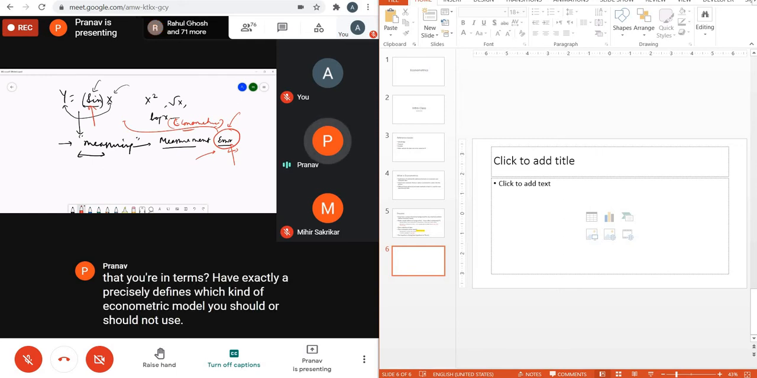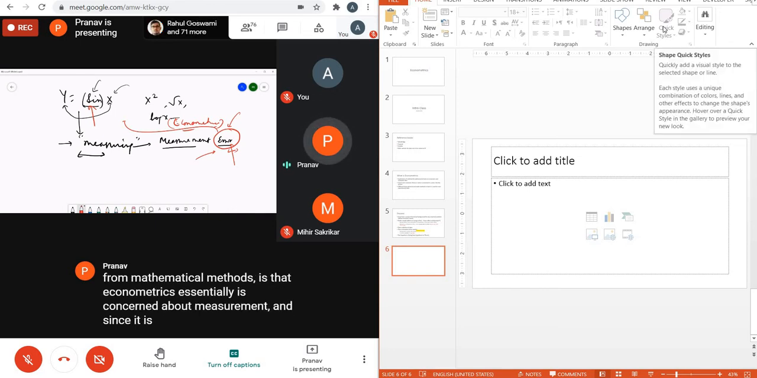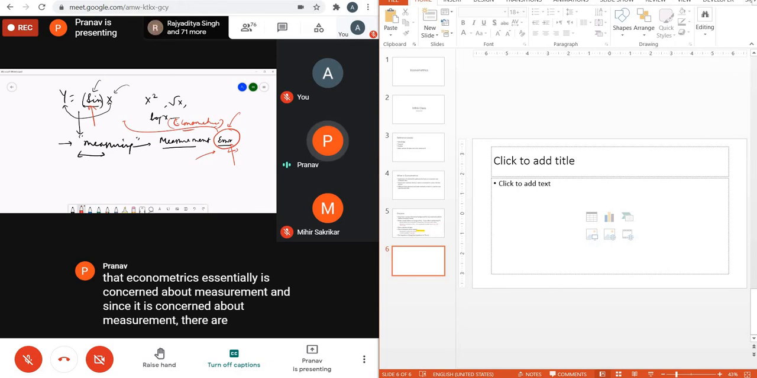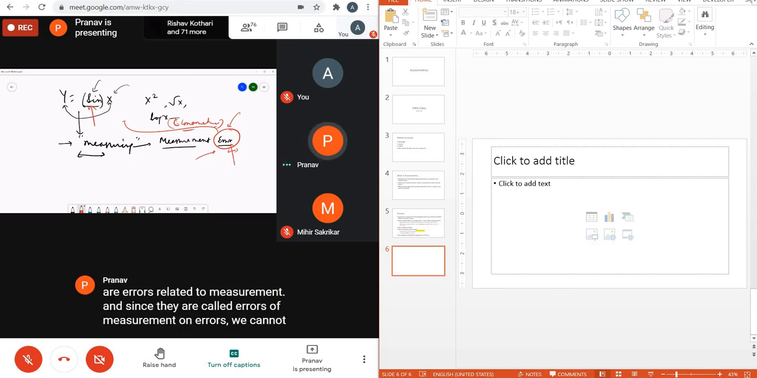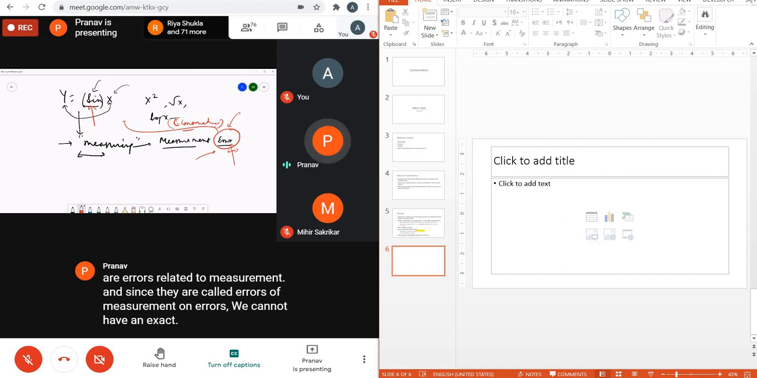So econometrics differs in this parameter from mathematical methods in that econometrics essentially is concerned about measurement, and since it is concerned about measurement, there are errors related to measurement, called errors of measurement, and we cannot have an exact guess about those errors.